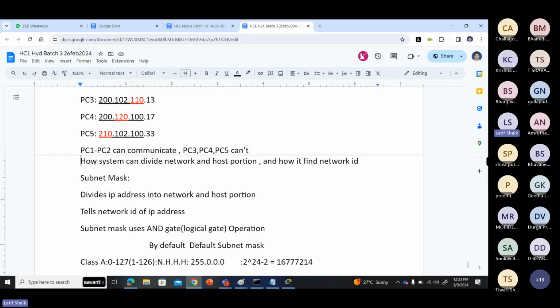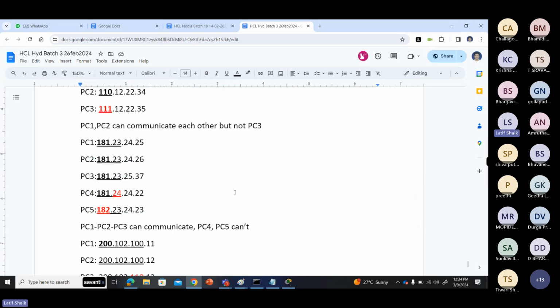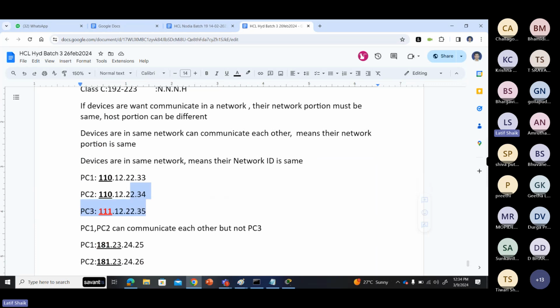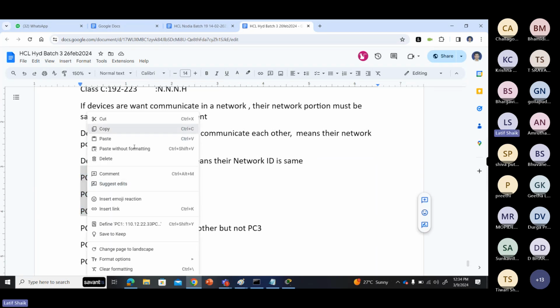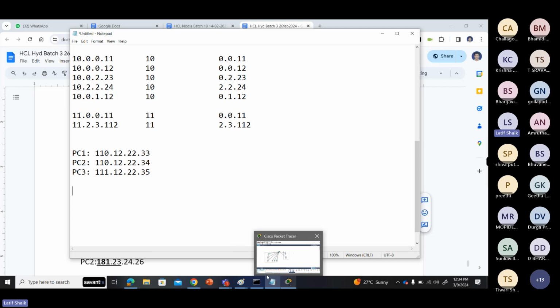So how does the system divide the portions, and how do we fix the network ID? I will take a simple example. Guys, I have three systems. For the three systems, I assign IP addresses: PC1 this IP address, PC2 this IP, PC3 this IP address. Now I connect them like this and try to test it.